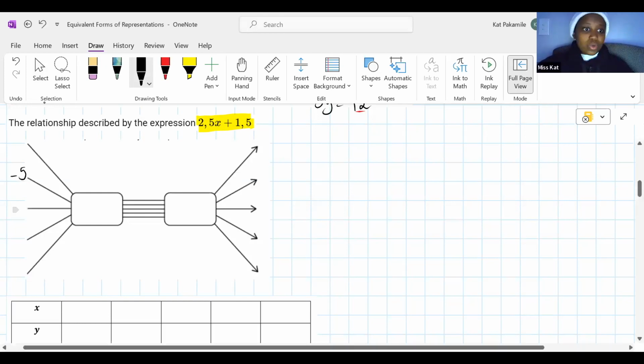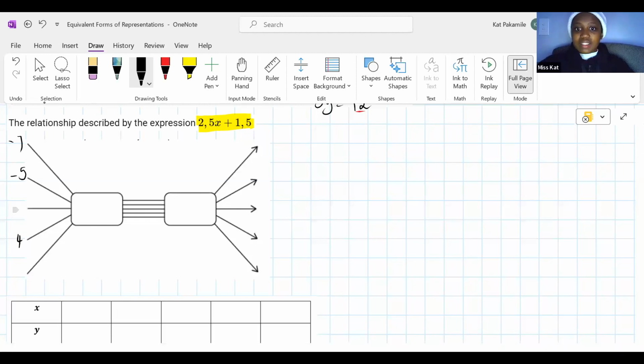Ooh, -7. And there was a 4 somewhere. -9. Let's go positive now. 8. 3/5. Ooh, time to spice things up. 3/5. None. We're done. So we have chosen the inputs of -7, -5, 3/5, 4, and 8.